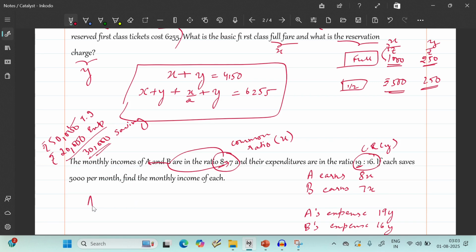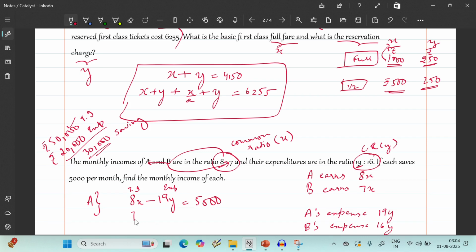Now A, how much is he earning? 8x rupees. How much is he spending? 19y rupees. Treat them as numbers and you will understand. Total income minus expense will give you how much he is saving. They told us that each of them saves 5,000 rupees. So this will be 5,000.